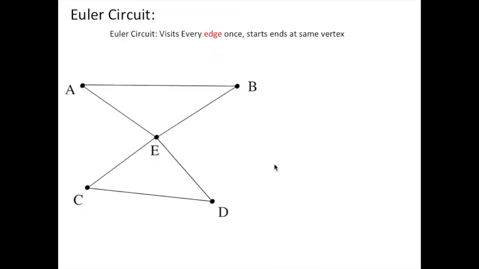Here's an Euler circuit. So an Euler circuit is an Euler path that visits every edge once, but it starts and ends at the same vertex.